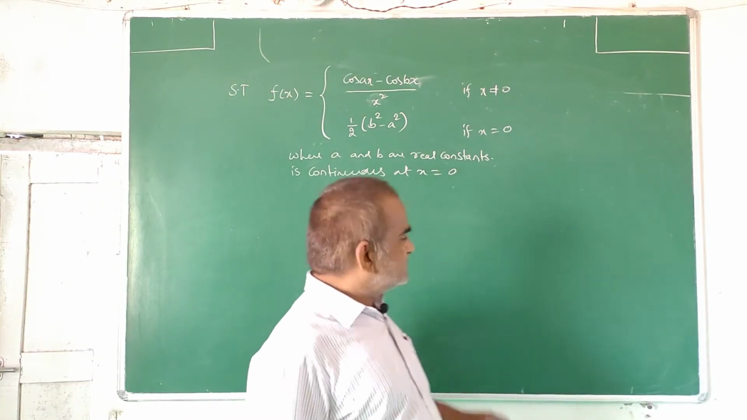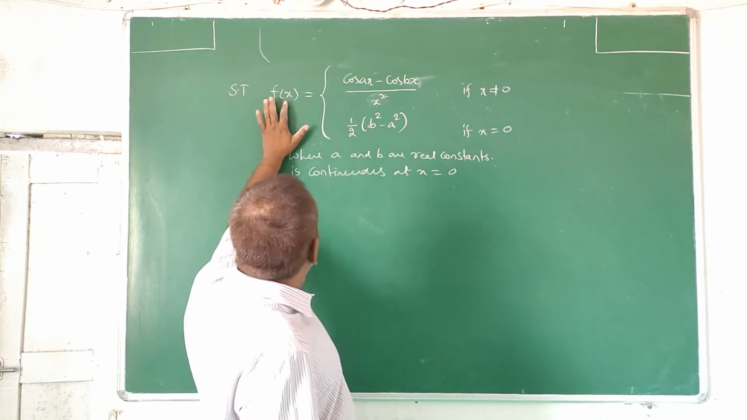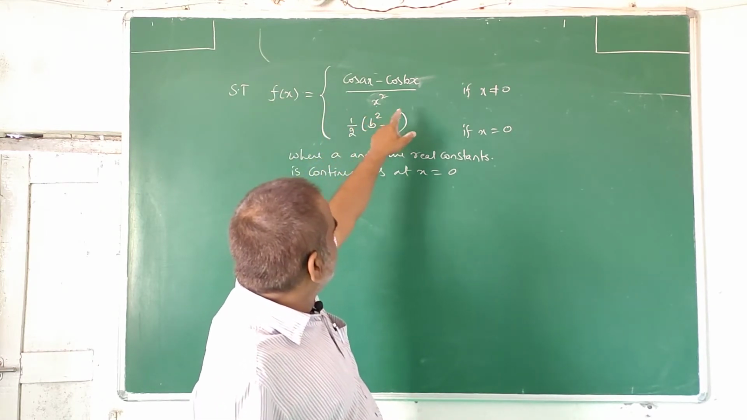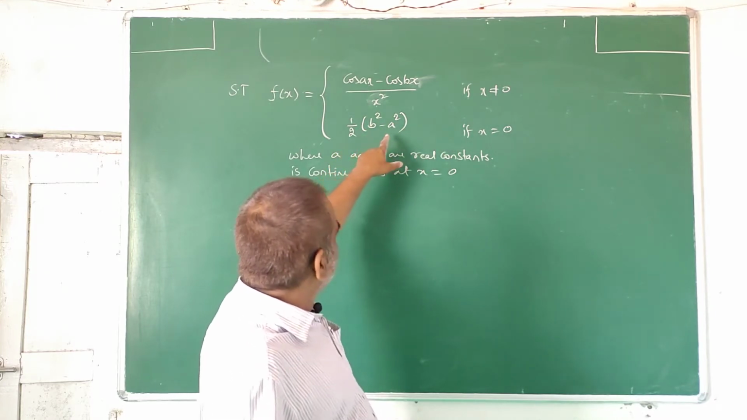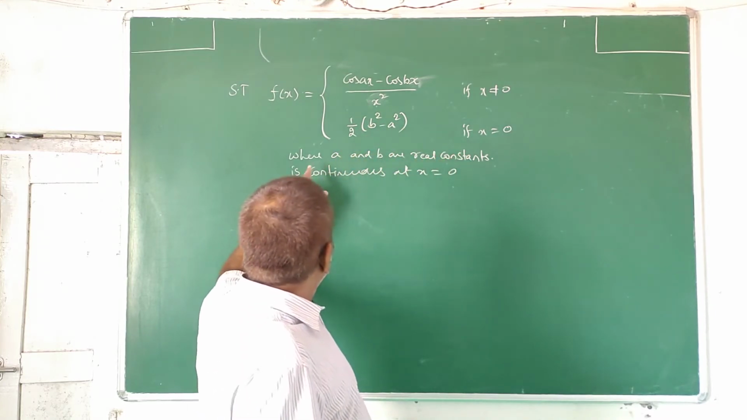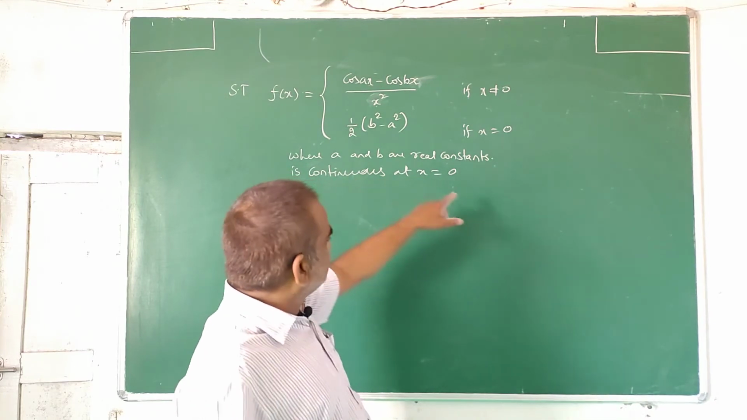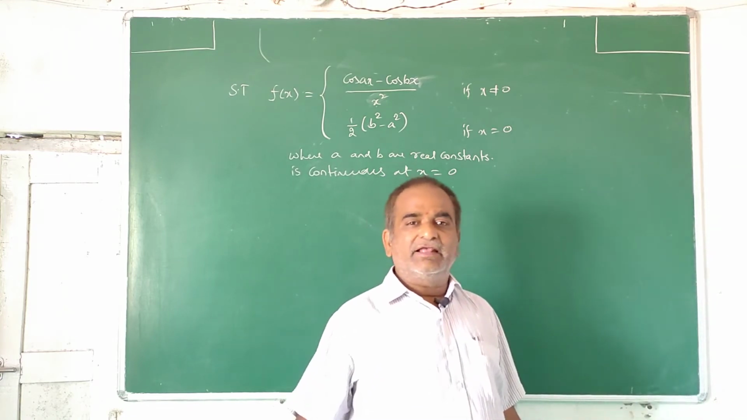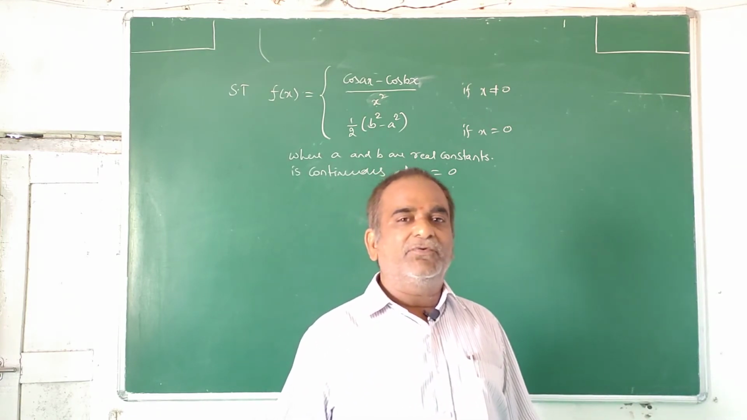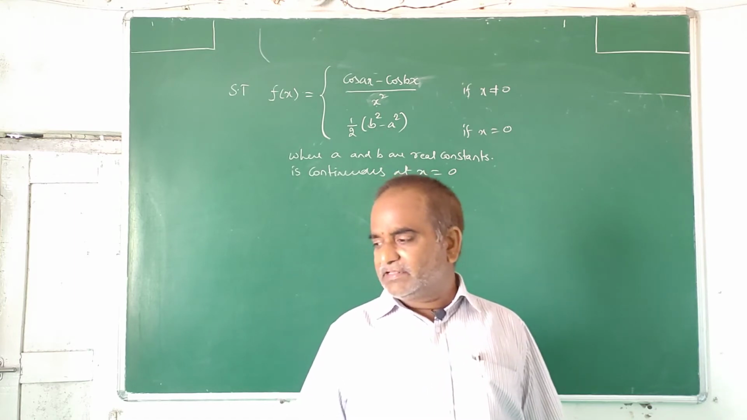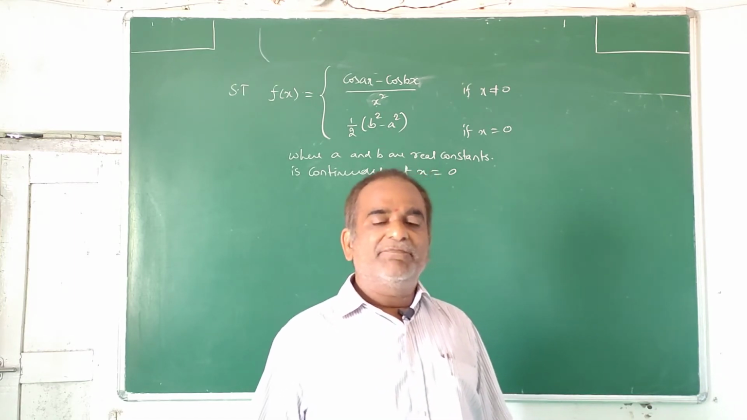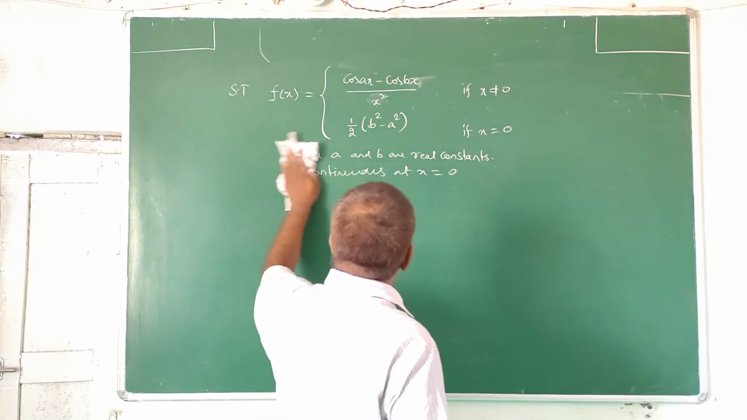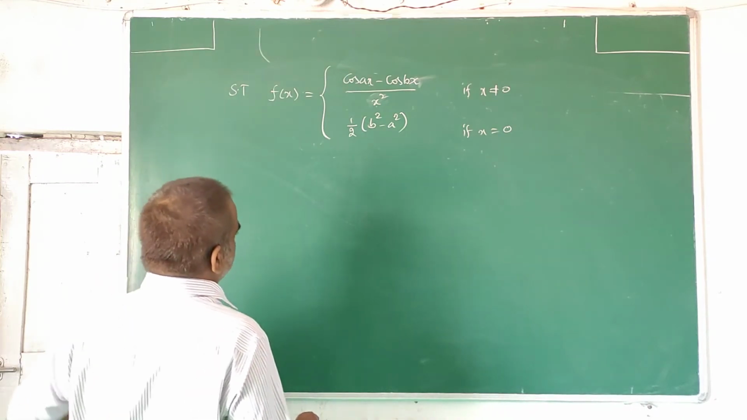Students, our next problem is: show that the function f(x) defined as (cos ax minus cos bx) by x² when x is not equal to 0, and half into (b² minus a²) when x is equal to 0, where a and b are real constants, is continuous at x equal to 0. So we need to prove that it is continuous at x equal to 0. To prove this, you have to prove that the limit of f(x) as x tends to 0 is equal to f(0). So now I am starting my solution.